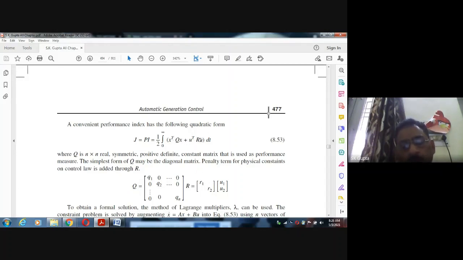So after considering all, system states should be minimized, considering the constraints, U transpose R U. If you multiply this, U is U1, U2, so it will be U1 square, U2 square, or if some weightage is there, R1, R2, so it will be R1 U1 square, R2 U2 square. So this is called the performance index. This performance index should be improved.